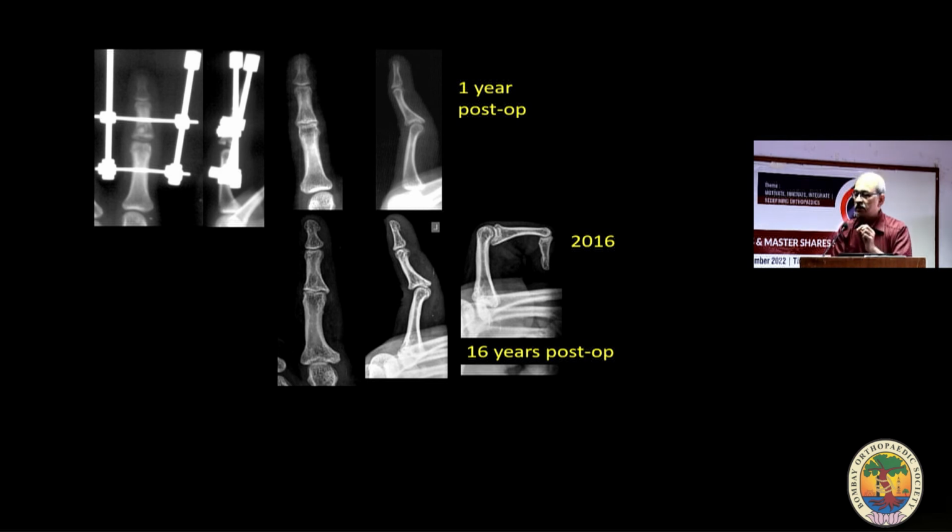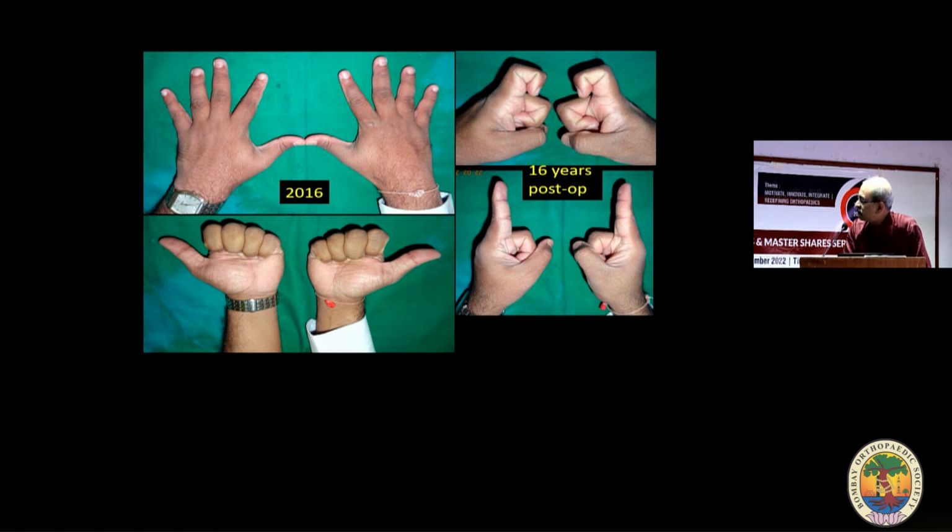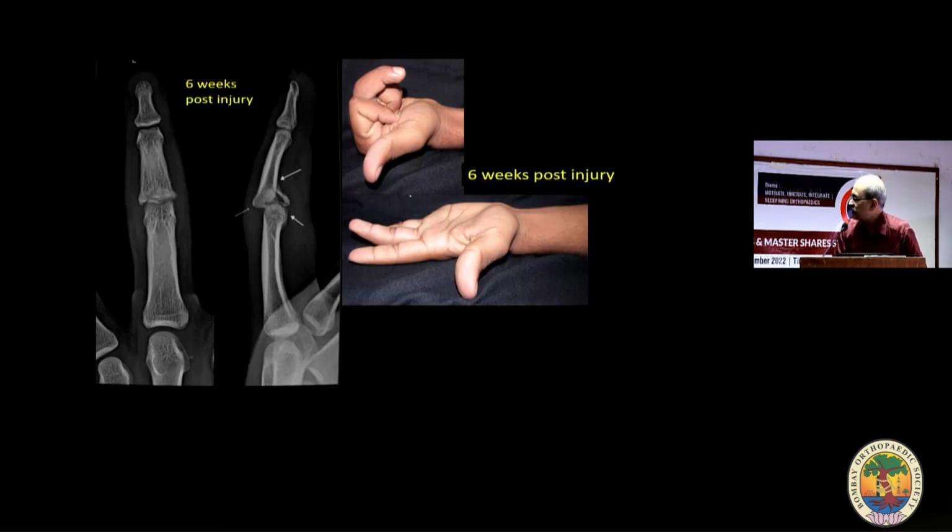All you have to do is just put a distractor, just pull it, and after 4 weeks you remove the distractor and ask the patient to just flex it. And of course, you take serial X-rays, and this is a 16-year follow-up of that same patient with, you can see, excellent function. This patient has presented for 6 weeks.